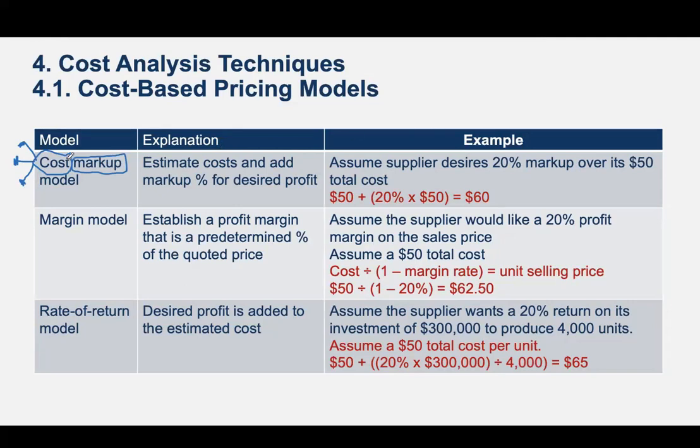So for example, if we say that your cost is $50 and you are contemplating how much price you should charge to the buyer.